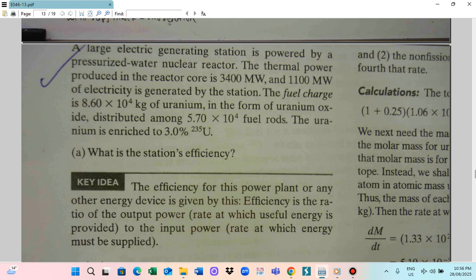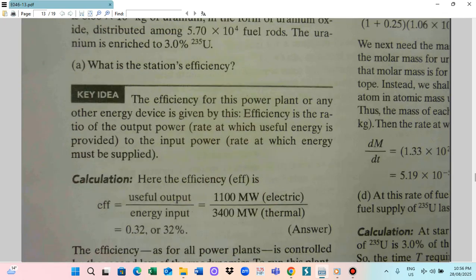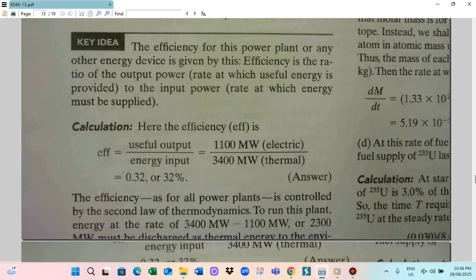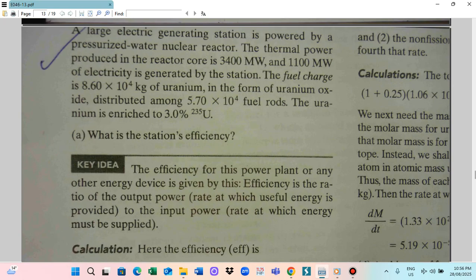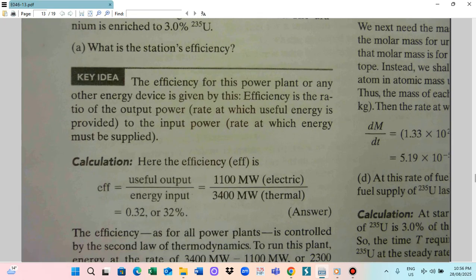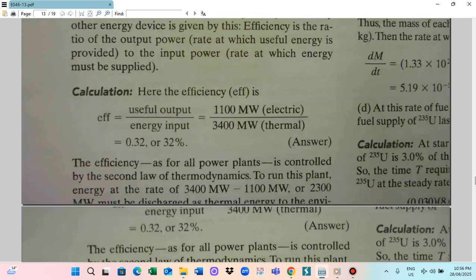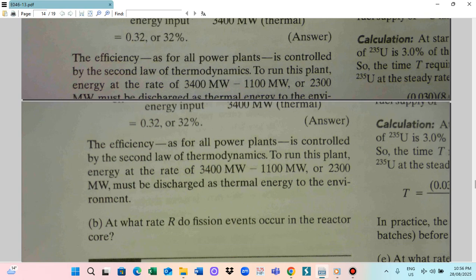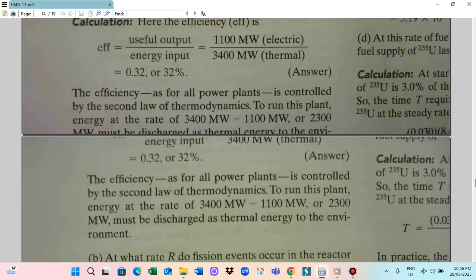So what is the station efficiency that needs to be calculated? And the fission rate, that is the fissions per second in the reactor core. And the fuel rate in kilograms a day, that is the U-235 disappearing. And at this rate of consumption, how long would the supply of the U-235 last? The energy must be converted to other forms of energy by fissioning of the U-235 in the reactor core. So firstly we have to calculate the efficiency. What is the station efficiency?